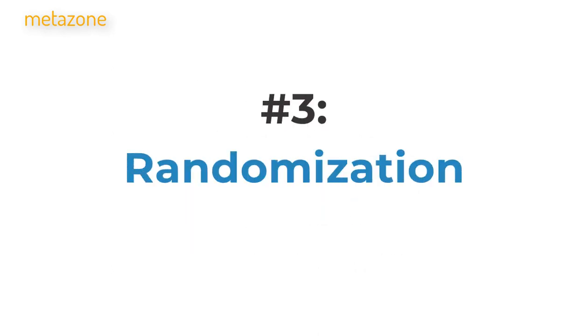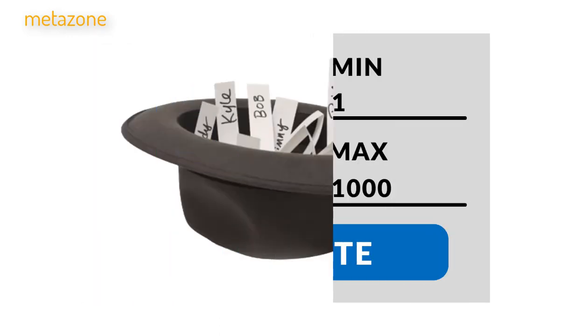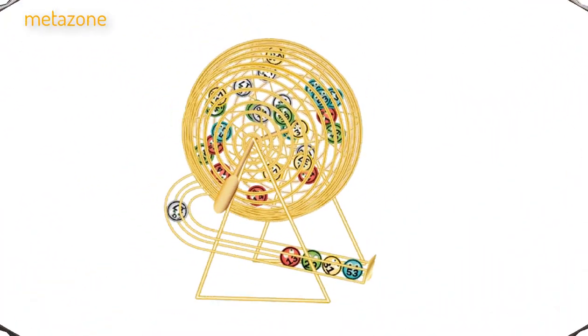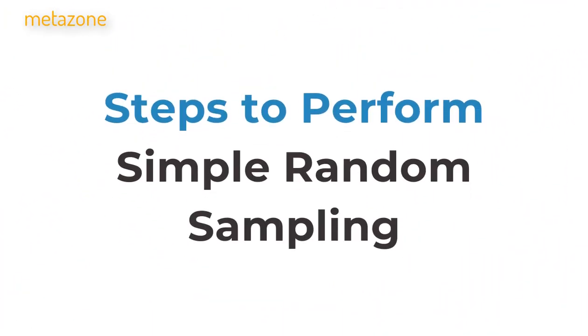Randomization. The process of selection must be truly random. This can be done using random number generators, drawing lots, or other random selection methods. Steps to perform simple random sampling.